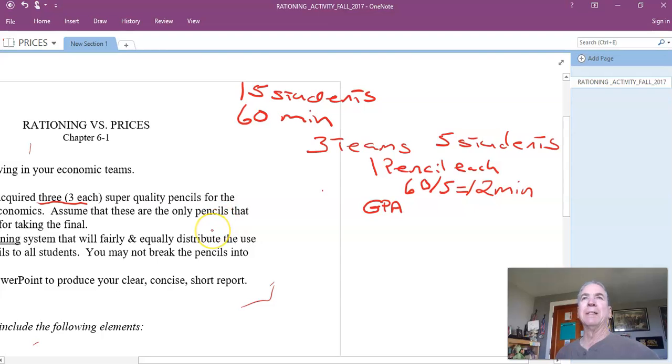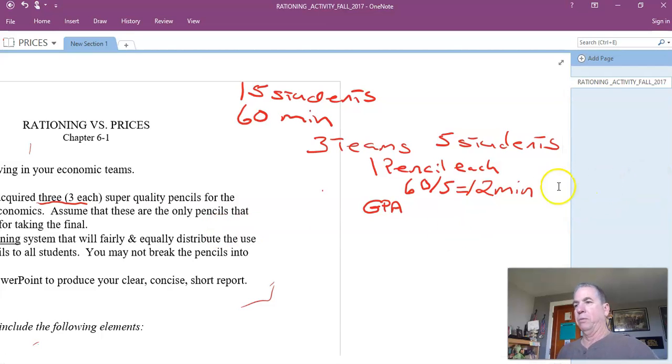You could break the entire class up by grading, what their GPA is or what their grade is in the class or how prepared they think they are. And so maybe you could give all the students who need more time 2 pencils in a team, and then another team of students who don't need as much time, give them 1 pencil. And then if they finish early, give that pencil over to the other team. So just different ways that you could come up with as far as distributing the pencils.